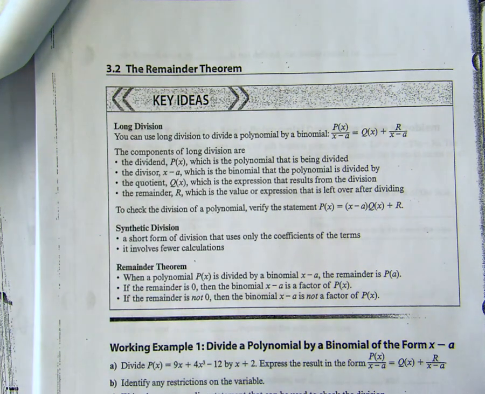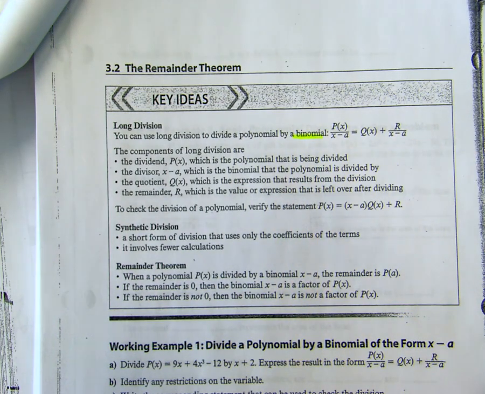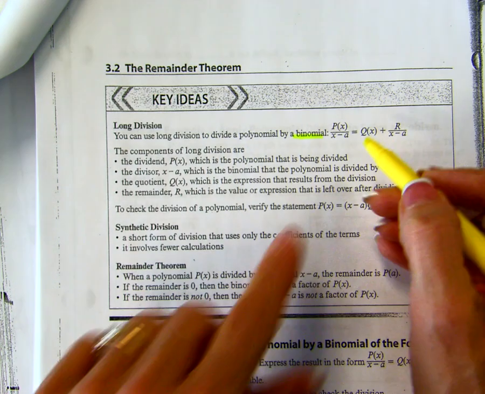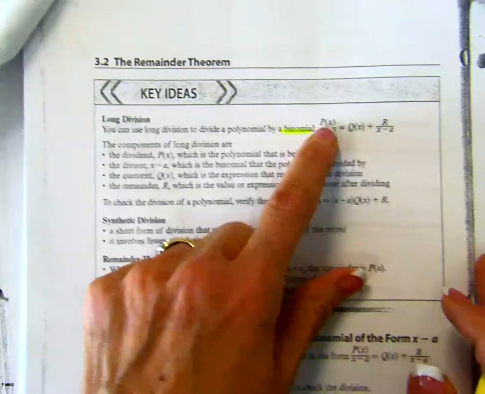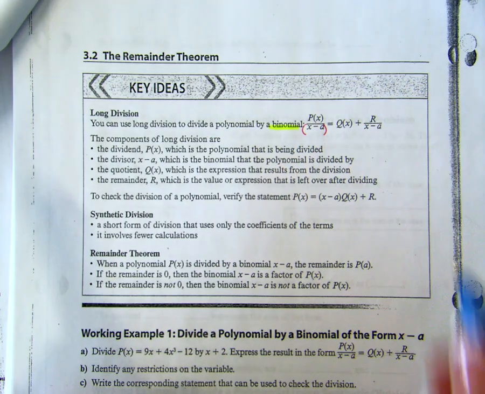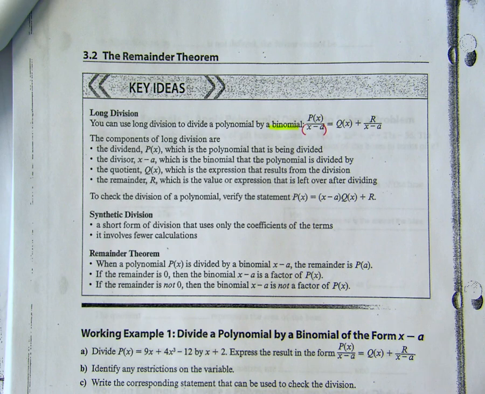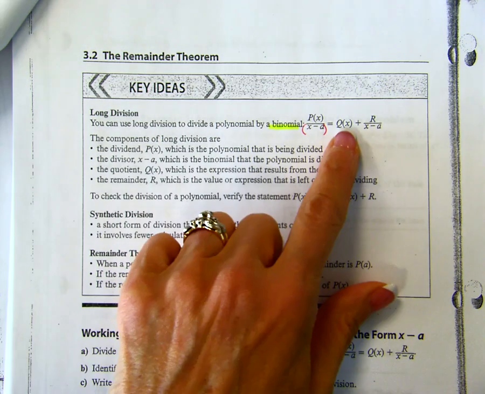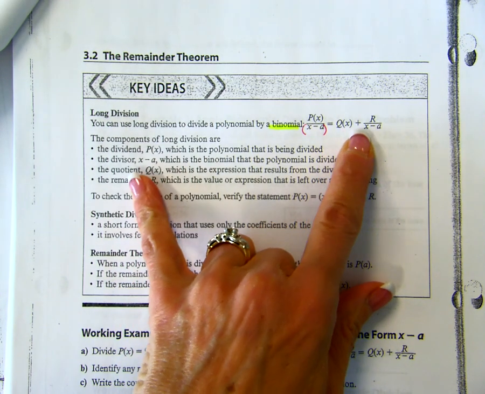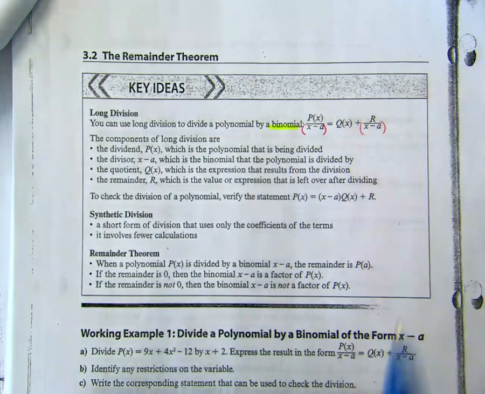Okay, so you can use long division to divide a polynomial by a binomial. And we're just going to be dividing them by binomials. So we're going to take this polynomial in x, and we're going to divide it by the binomial x minus a, where a would be like a 2, a 3, a 4, a number. Your answer will be q of x, your quotient, plus your remainder divided by x minus a.